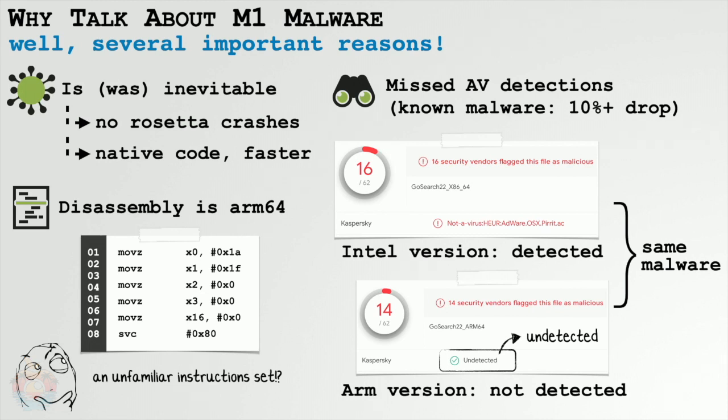Also, I did an interesting study where I took a malware sample that had been compiled for both Intel and M1 or ARM64 systems and uploaded them both to VirusTotal, and found that for the ARM-based detections, there was about a 10% drop. This shows that some AV companies have architecture-specific signatures, so as security researchers, this is something we should be aware of. Mainly, though, we need to talk about M1 malware because it's ARM-based, which means it's going to disassemble into the ARM instruction set. And if we don't understand this newish instruction set, we're not going to be able to comprehensively analyze these samples.